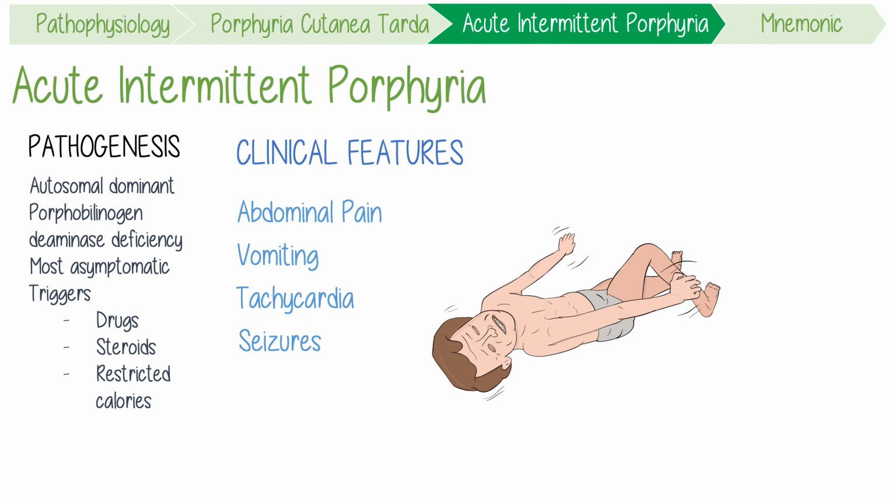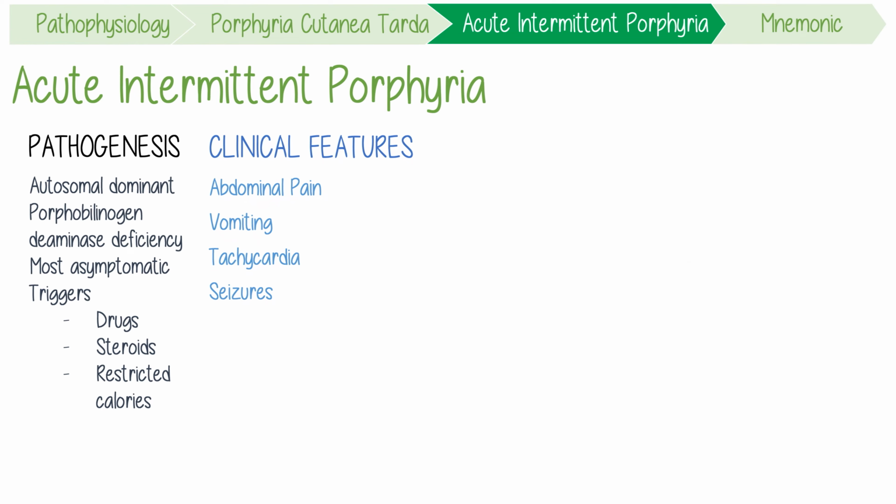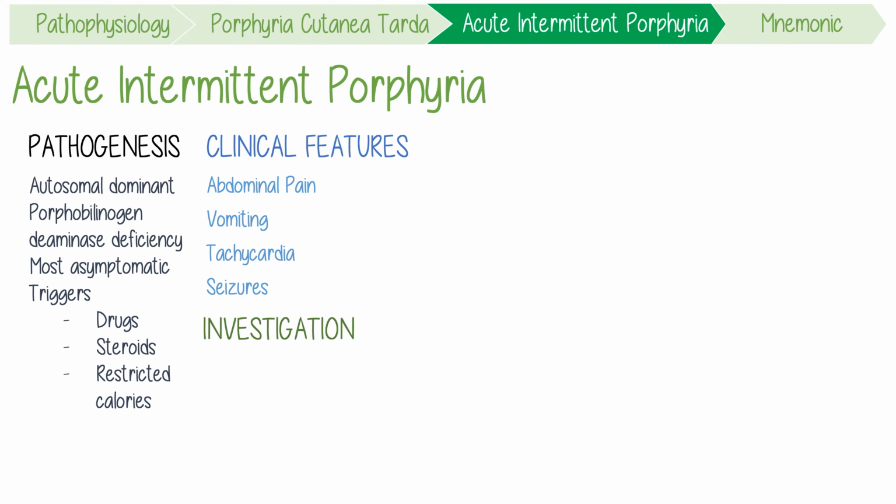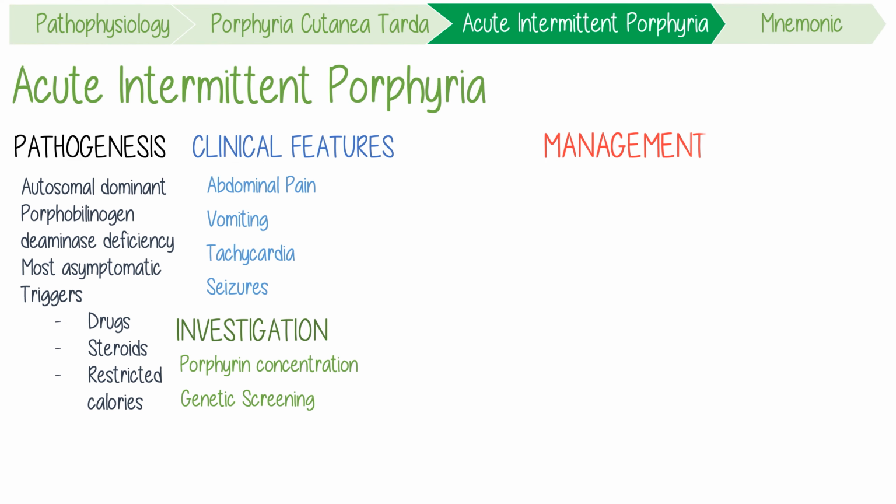As it's so rare and presents with such non-specific symptoms, it can be really hard to pick up. It's also investigated via a serum and urine porphyrin level and genetic screening. The aim of management is to hasten recovery from acute attacks and prevent future attacks.